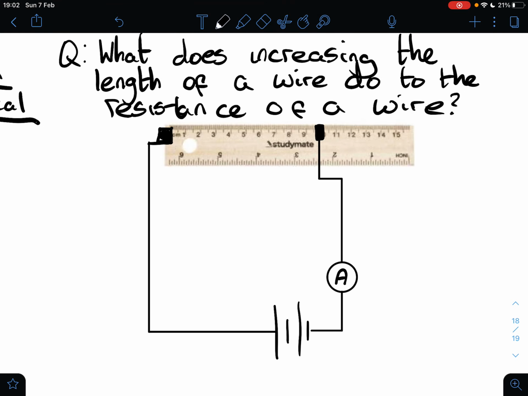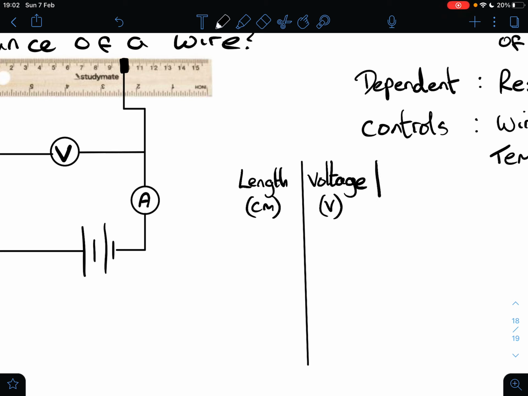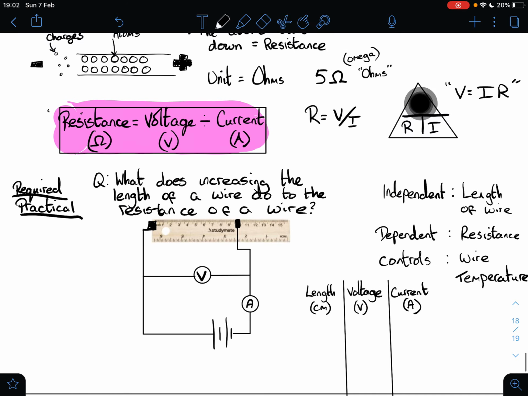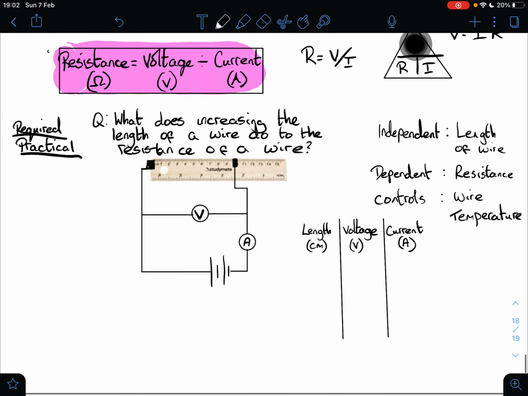And then there's one last thing I need to measure, and that's the voltage. Like so. And so what I'm going to do is make a little table where I have length. I can measure it in centimeters, it doesn't matter. I'm going to have voltage in volts. I'm going to have the current in amps. And from that, I can use Ohm's law, voltage divided by current, to make a table with resistance on it. And that's my end goal.